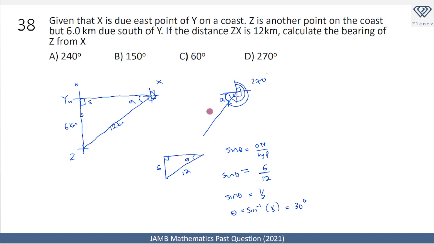So I know that this angle here is 30 degrees. Now to find the bearing, it's just 270 minus the 30 degrees. And that is just going to be 240 degrees. And that makes option A the correct option.